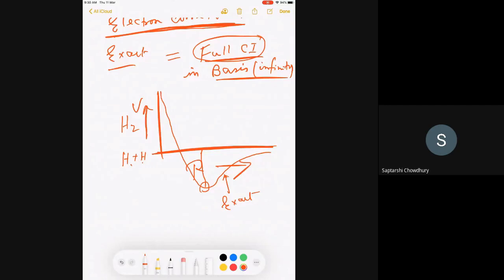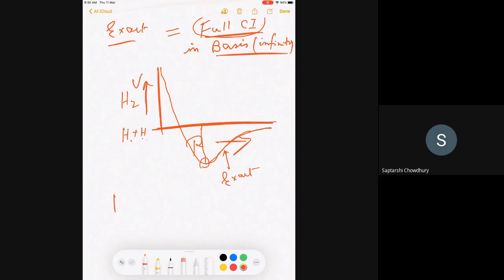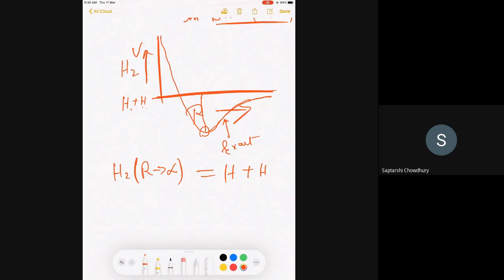It becomes minimum, and then the energy goes up and asymptotically reaches the sum of the two hydrogen atom energies, because at R equal to infinity, H2 becomes hydrogen plus hydrogen. Right? Because they are separated, correct? So this is my hydrogen plus hydrogen energy. At a large distance, it should separate. This is the exact result.